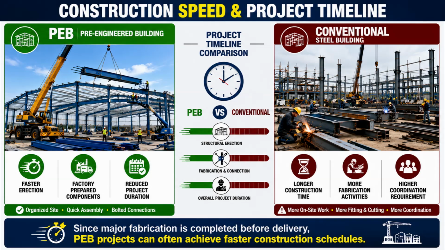In conventional steel buildings, additional fabrication, fitting, welding, and coordination are often required during construction. These activities can increase project timelines and require more workforce involvement on site. For fast-track industrial and warehouse projects, PEB systems frequently provide faster project completion.